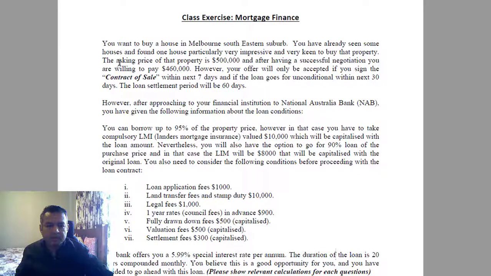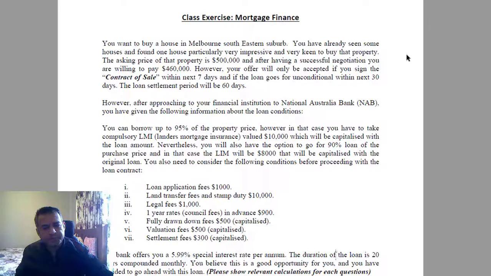So the question is, you want to buy a house in Melbourne, southeastern suburb. You have already seen some houses and found one house particularly impressive and are very keen to buy that property. The asking price of the property is $500,000, and after a successful negotiation, you are willing to pay $460,000. However, your offer will only be accepted if you sign the contract of sale within the next 7 days, and if the loan goes unconditional within the next 30 days.